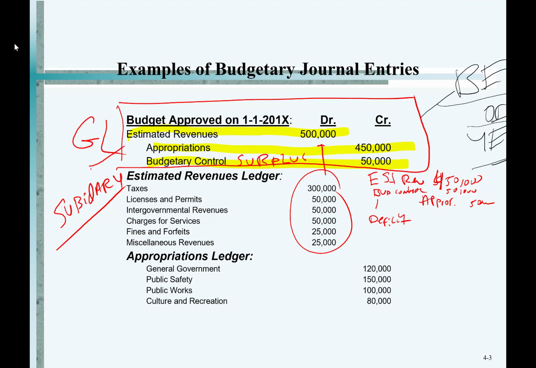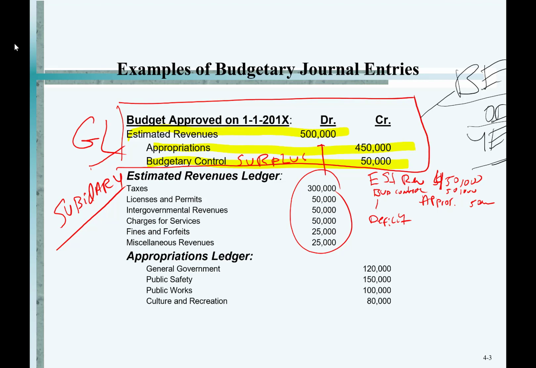Okay. In this class, I'm only interested in your ability to make the GL level journal entry. So I'll tell you the government is going to receive $500,000 of estimated revenues. What's the budgetary entry? Debit estimated revenue. Credit the appropriation. This is how much money they were told they could spend, and then the difference between what they think their revenues are going to be and what they're told they can spend gets credited to budgetary control. So this government is planning to have a surplus, aren't they? They're thinking there's going to be some left over, and they credit that to budgetary control.